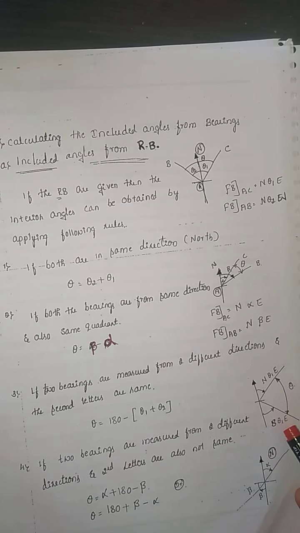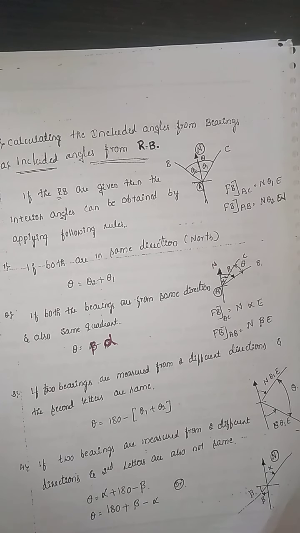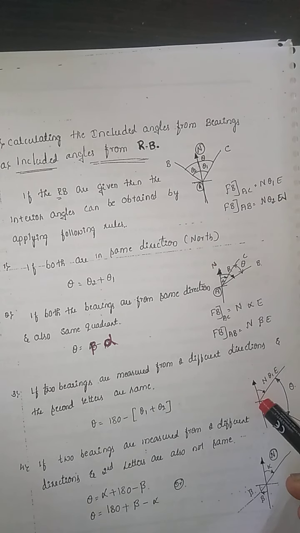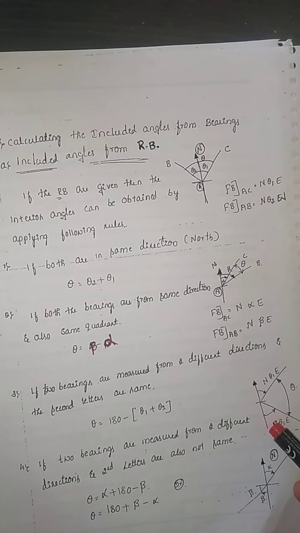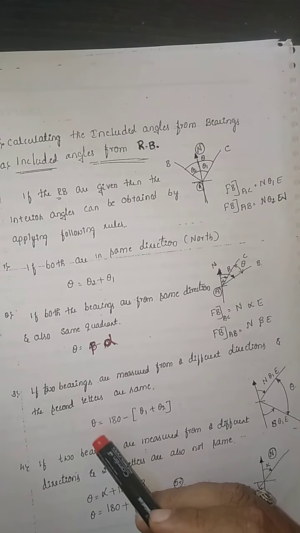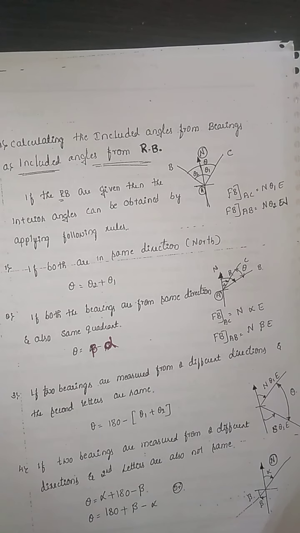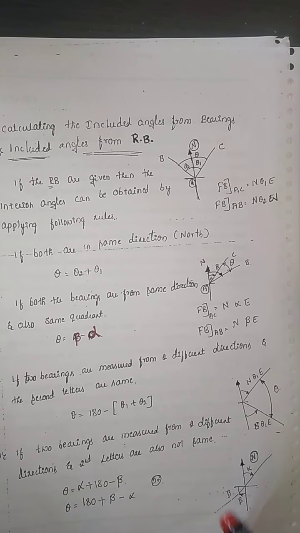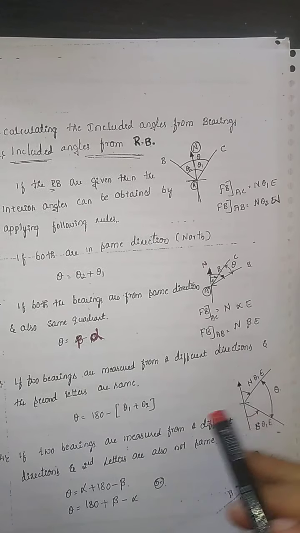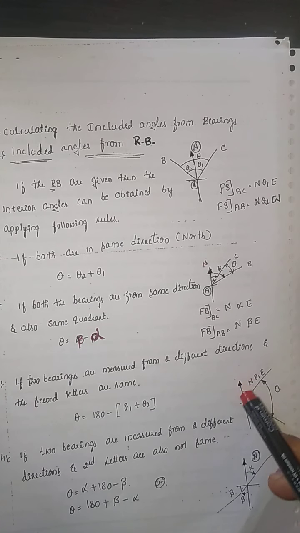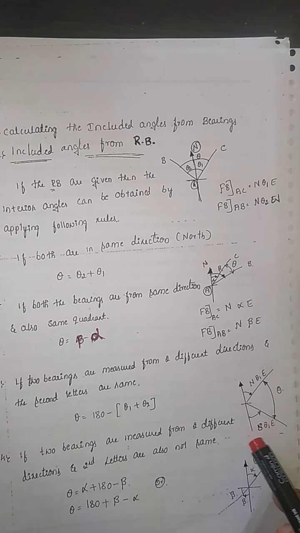Okay, so now this is making an angle theta 1 over here, and this is making an angle theta 2 over here. So how are you going to determine that particular angle theta? This is called the included angle. How you are going to determine it: it is 180 degrees, because from here to here it will become 180 degrees.